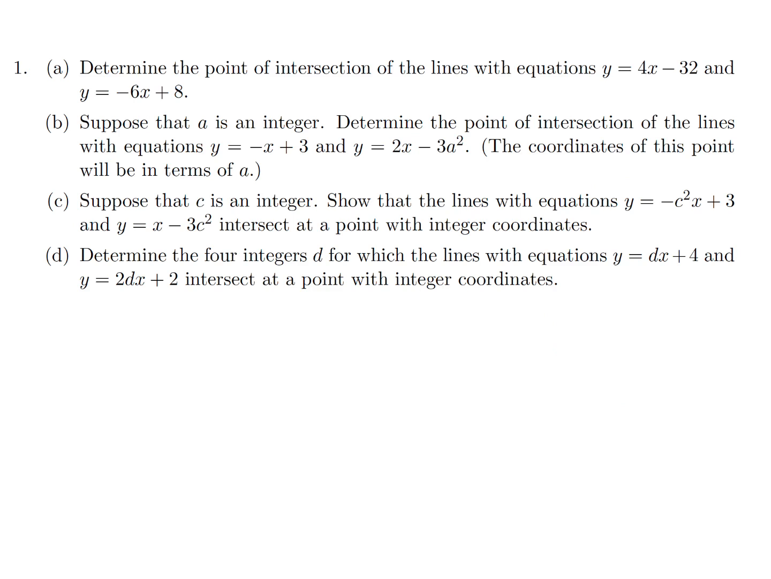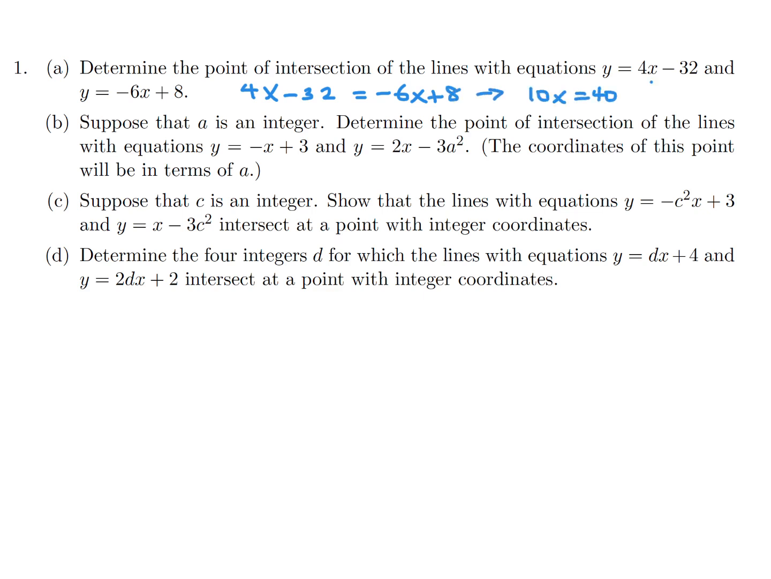Determine the point of intersection of the lines with the equations y is equal to 4x minus 32 and y is equal to minus 6x plus 8. Okay, well, we'll just set them equal to each other, and that should allow us to get the point of intersection. So 4x minus 32 is equal to minus 6x plus 8. So that leads me to, I believe, 10x is 40.